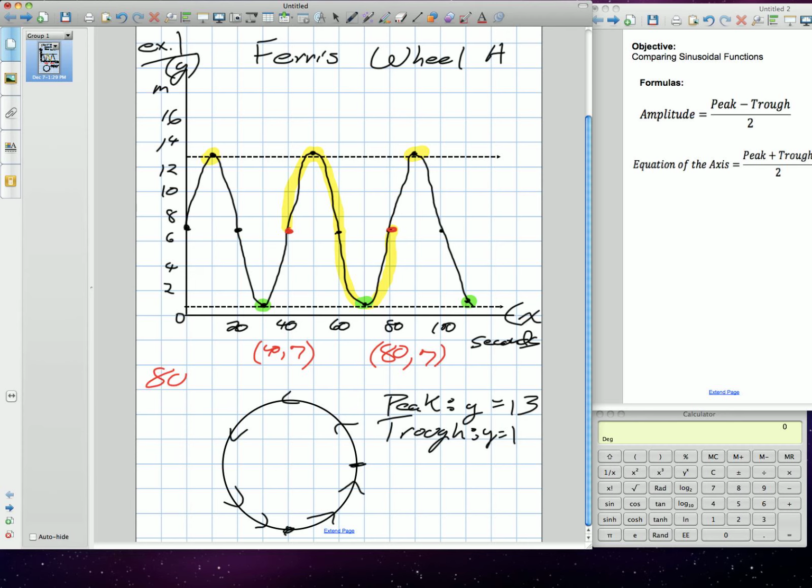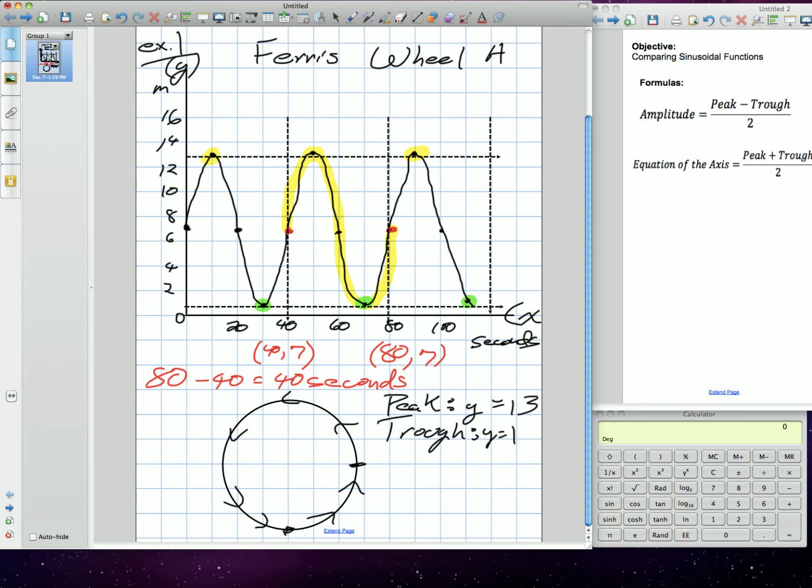So in order to figure out how long a period lasts, I'm going to take my 2 x points, and I'm going to subtract them. How long did a period last? 40 seconds. Pretty easy to look at. We take our 80, subtract 40. 1 period is 40 seconds. Okay? So we could probably break this up. Our first one started at 0. We know that it completed a period after 40 seconds. Then from 40, we went to 80. That's how we discovered our period.